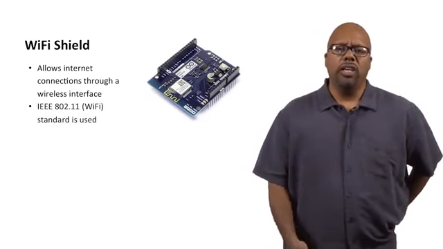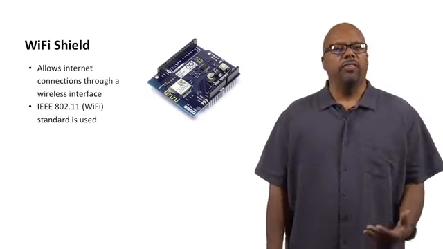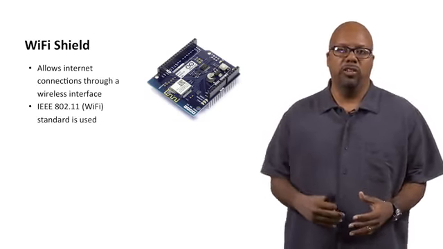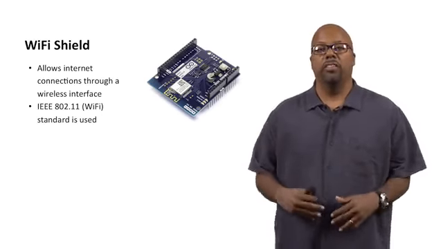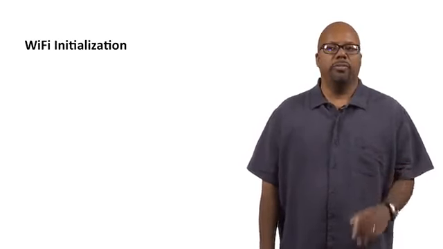The IEEE standard used is 802.11. There are varieties of this, B's, there are a lot of different suffixes, N. I can't remember which one they're on now, but 802.11 something is the current Wi-Fi standard. So the library is similar to the Ethernet library, not exactly the same though.